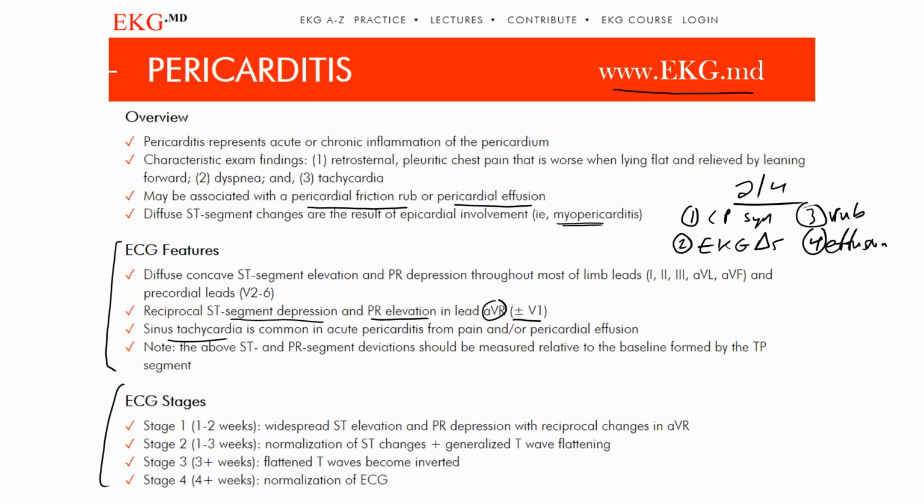There are a number of EKG stages. In stage 1, the first 2 weeks, you'll see widespread ST segment elevation and PR depression with reciprocal changes in AVR, plus or minus V1. In stage 2, sometimes the first 3 weeks, you'll have normalization of the ST segment changes and generalized T-wave flattening, and then the T waves become inverted. In stage 3 and stage 4, you get normalization of the EKG.